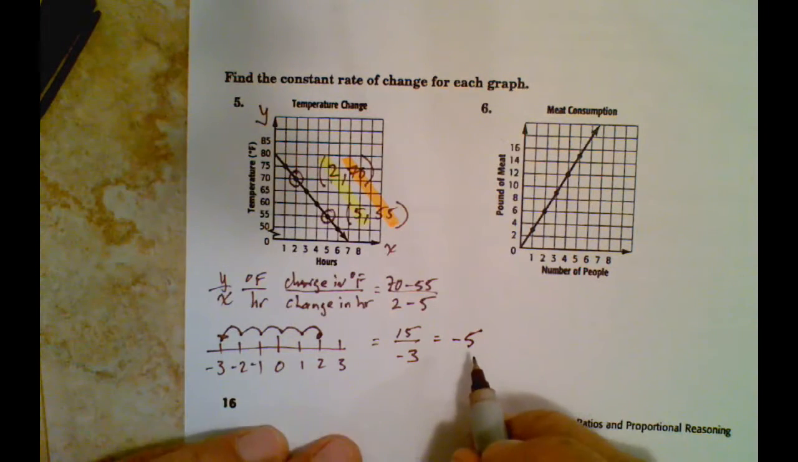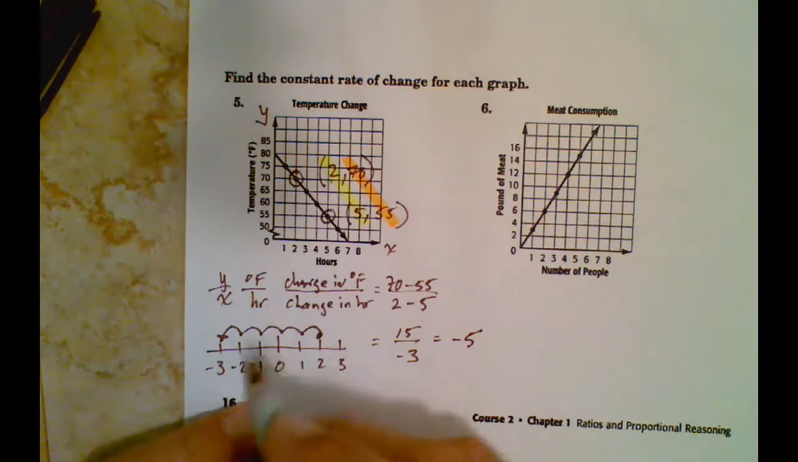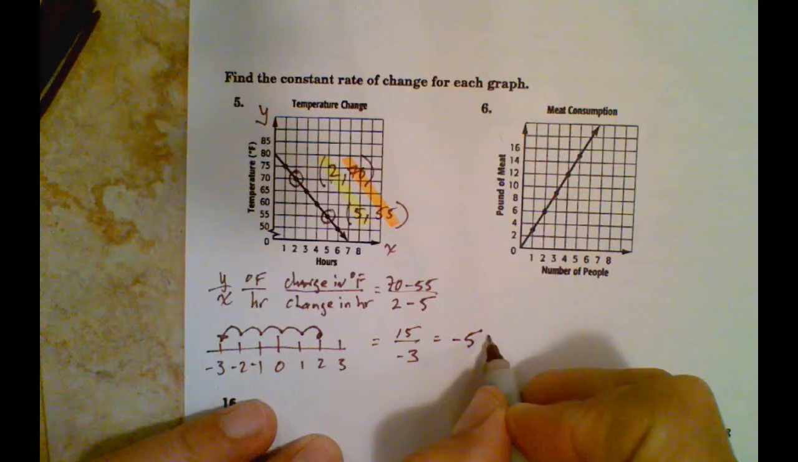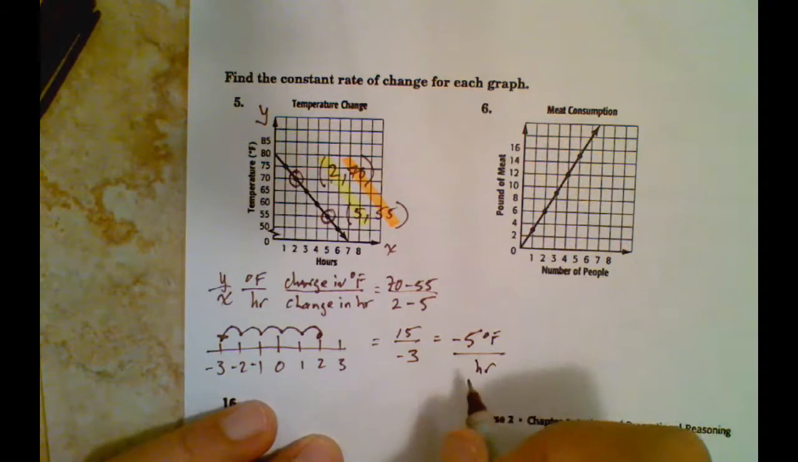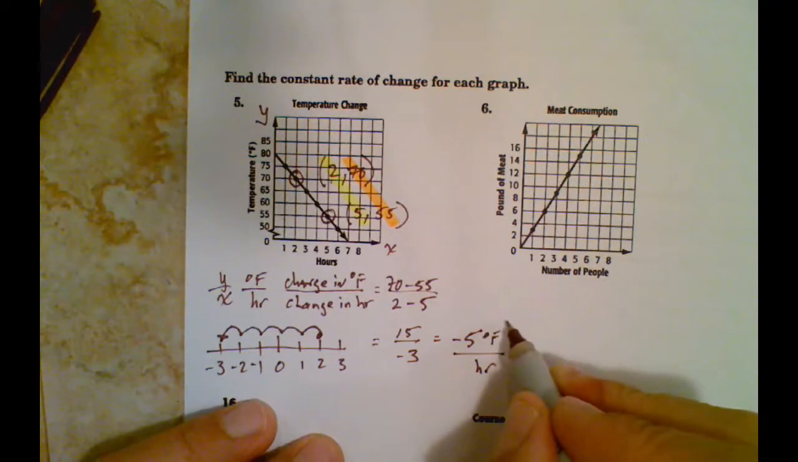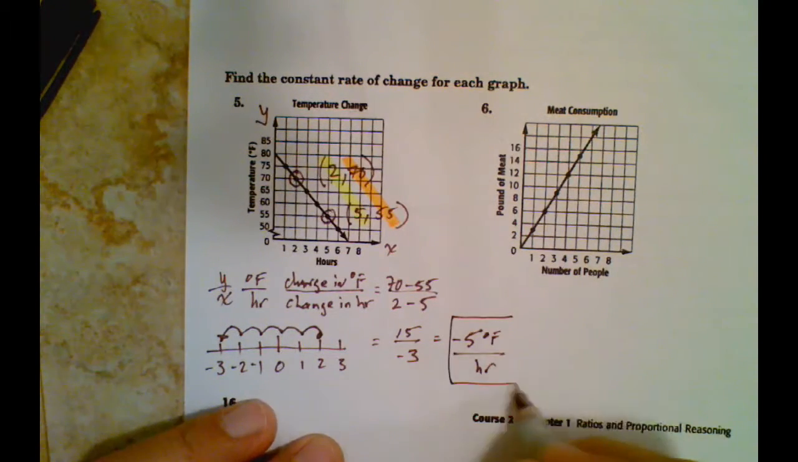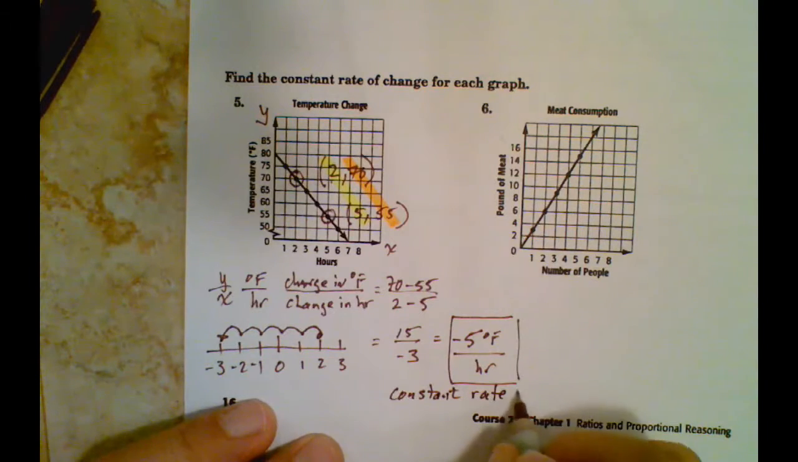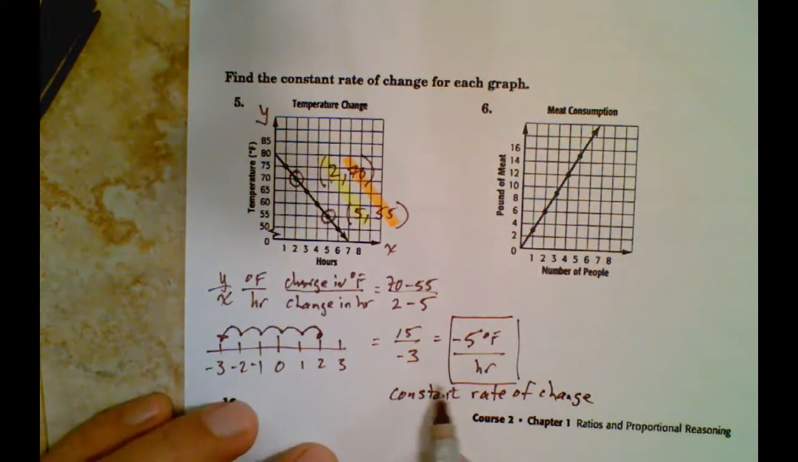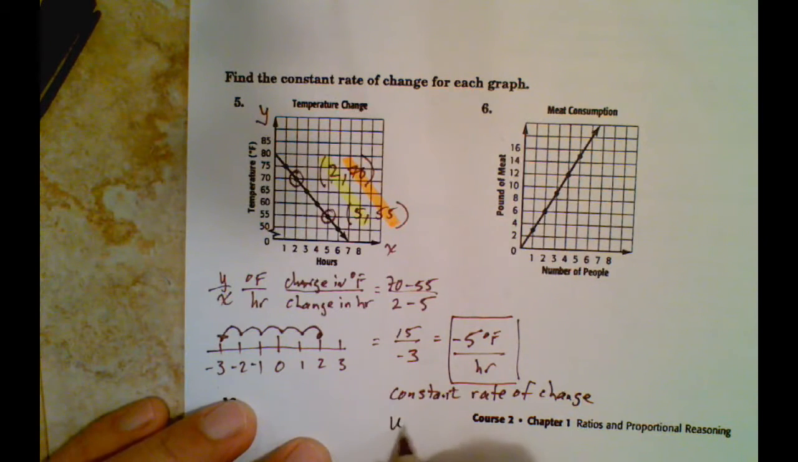And again, without units, we don't have a rate. Here's my units. Degrees F per hour. So again, I've got my constant rate of change. And because it's out of 1 hour, this is also a unit rate.